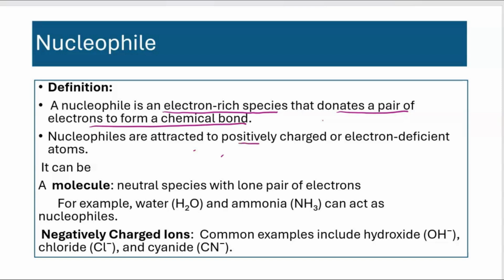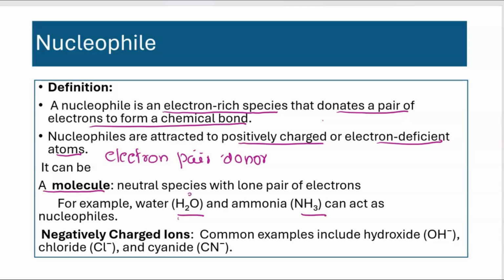Nucleophiles are attracted to positively charged or electron-deficient atoms. A simple definition of a nucleophile is an electron pair donor. So a nucleophile can be a molecule such as water or ammonia. The oxygen atom in a water molecule has two lone pairs of electrons. The nitrogen atom in an ammonia molecule has one lone pair of electrons. Therefore, they can act as nucleophiles.